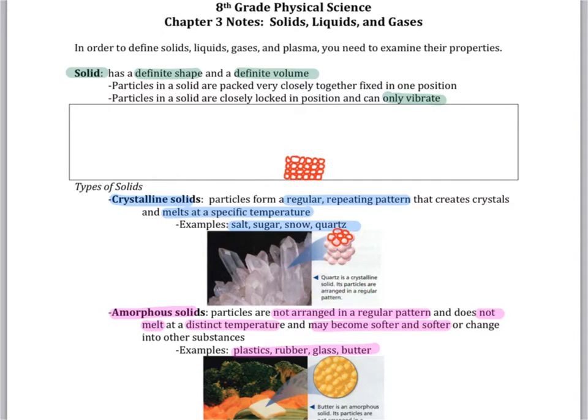There also are amorphous solids, and in an amorphous solid, the particles are not arranged in a regular pattern, and they do not melt at a distinct temperature. They may become softer and softer, or they may actually change into other substances. And so examples of this are things like plastics, rubber, glass, and butter.